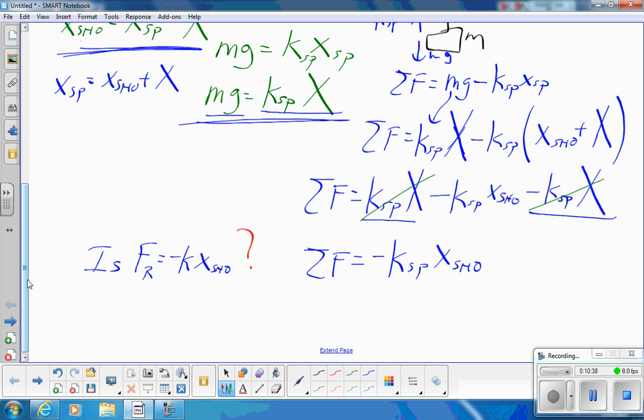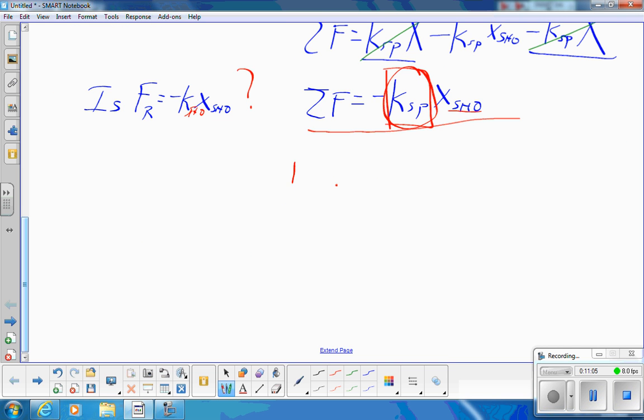Now I analyze the forces and I say, well, golly gee, it sure looks like it, because I have a net force on this thing which is equal to a constant times x_SHO. What is that constant? This is k_SHO. The constant, the thing that I find in this red, now a red box, in front of the x_SHO is k_sp. So, interestingly, the constant for the simple harmonic oscillator, k_SHO, is equal to k_sp.